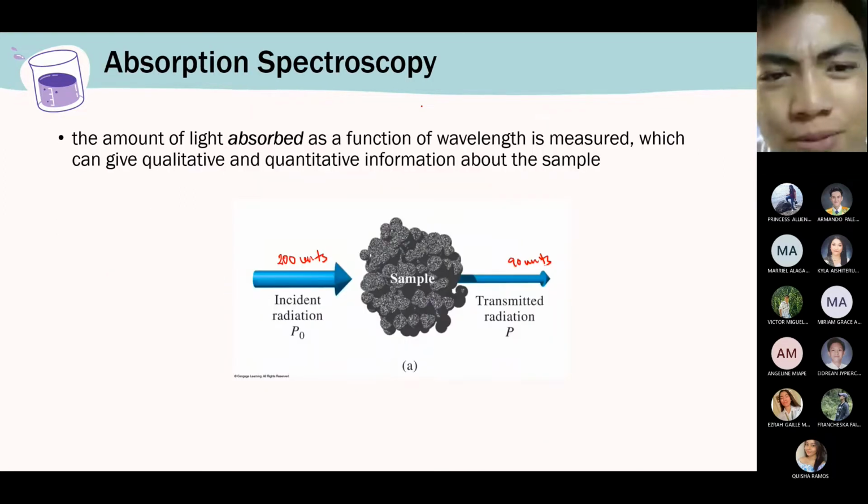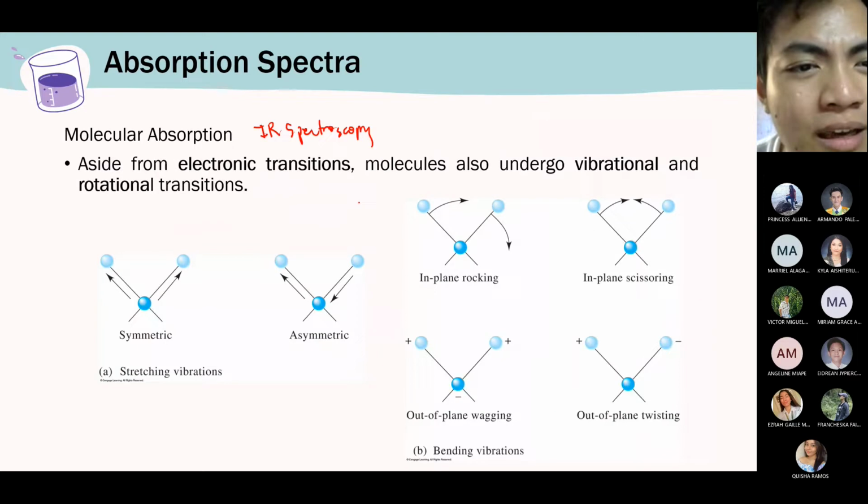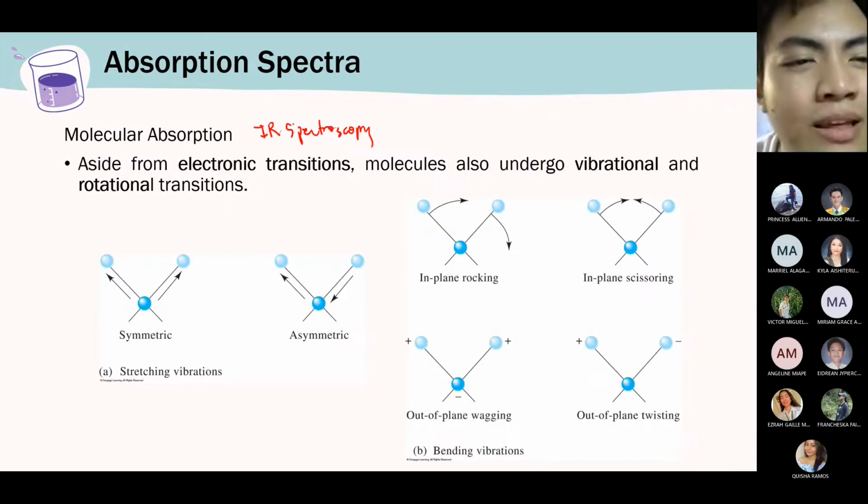But when it comes to absorption, dito naman, your matter will absorb the light. Kasi may mga chemical bonds siyang present. So, it can be used in UV-Vis. In UV-Vis, we can quantify the matter based on how much UV light is absorbed. And then in IR spectroscopy naman, the matter absorbs infrared radiation so that it will vibrate.